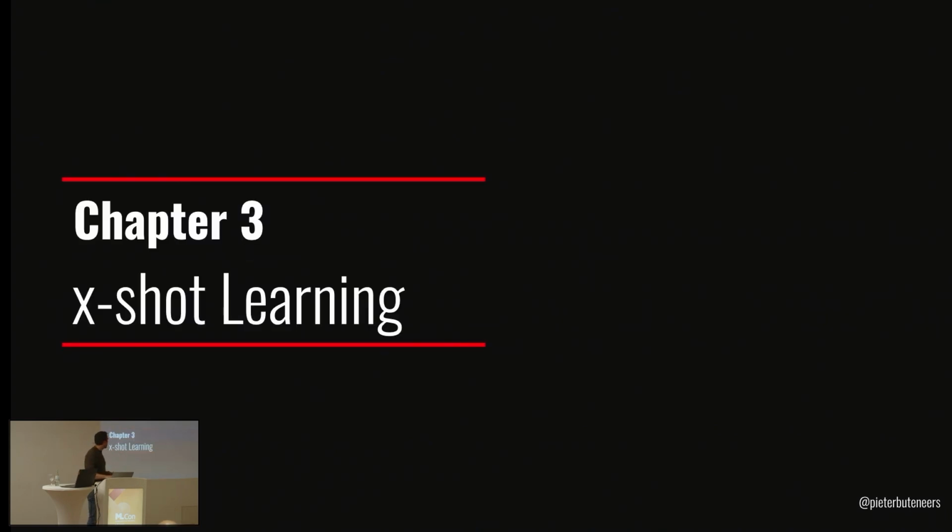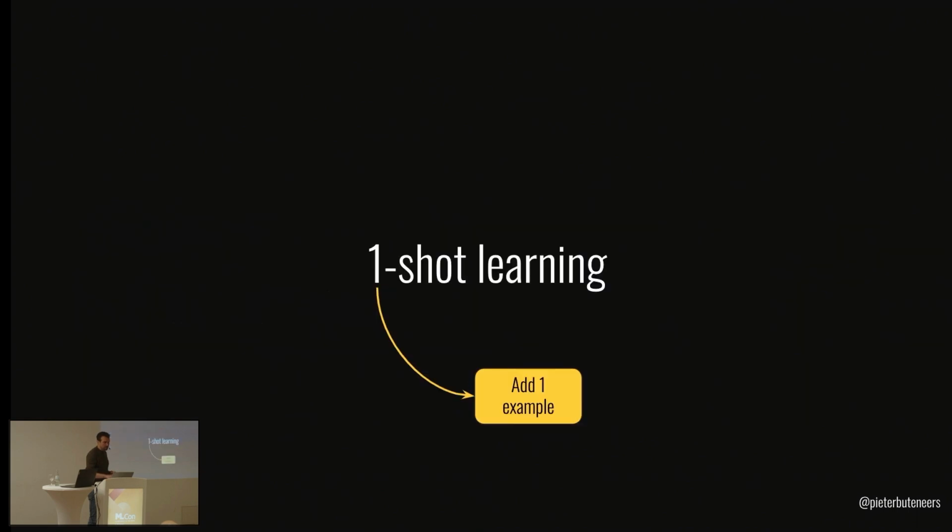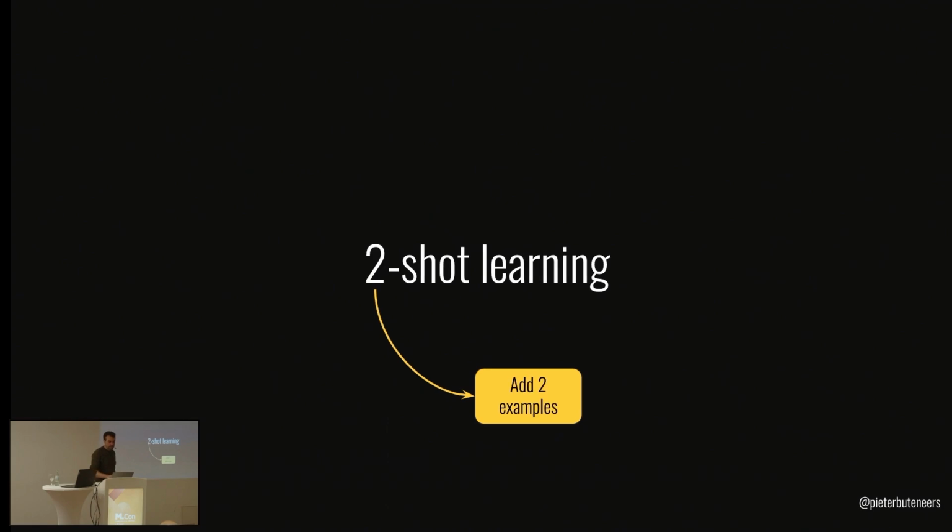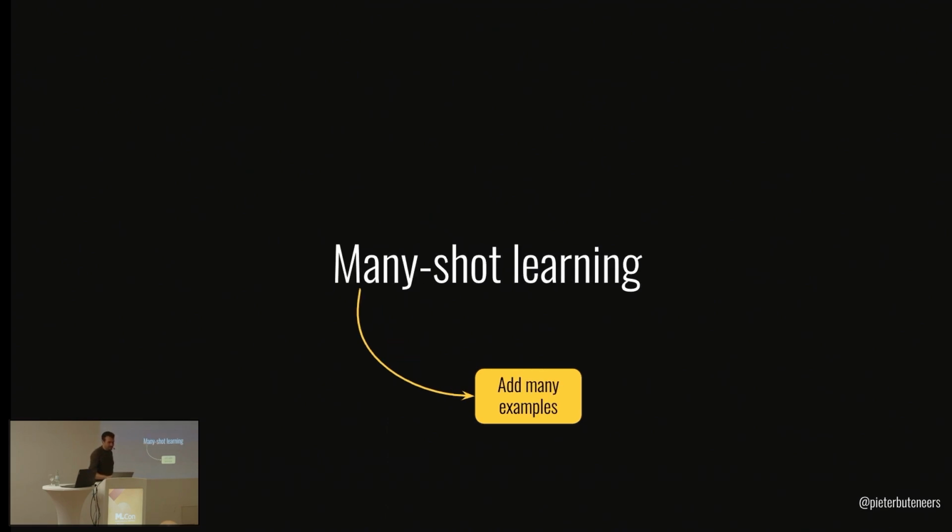So what can we do to make this better? This is what we call zero-shot or many-shot learning. So what is one-shot learning? Zero-shot learning is what you saw before, no examples. One-shot learning is just adding 1 example. Two-shot learning, 2 examples. Three-shot learning, 3 examples, right? You get the hang of it. And then we have many-shot learning, where we just add many examples.